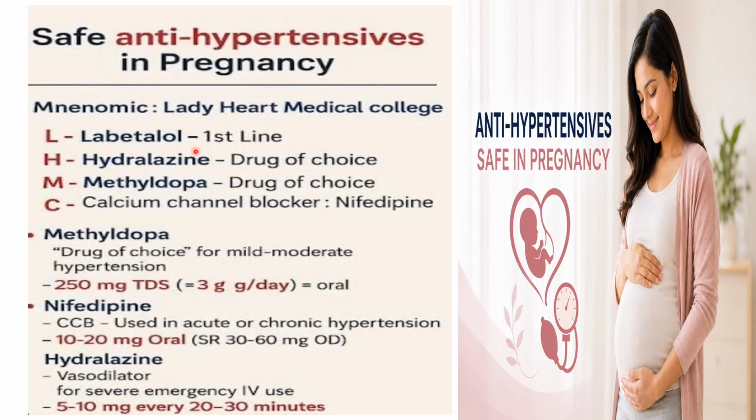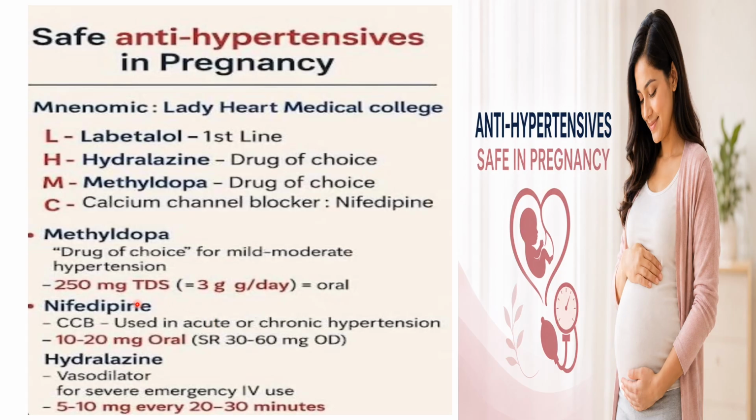L means labetalol. Remember, this is the first line drug in case of pregnancy, and H is hydralazine, which is the drug of choice. Methyldopa is also the drug of choice in case of pregnant women, and C means the calcium channel blocker, more specifically nifedipine. This nifedipine, as we have seen in our previous slides, is a dihydropyridine, and this acts as a good antihypertensive drug in case of pregnant women.